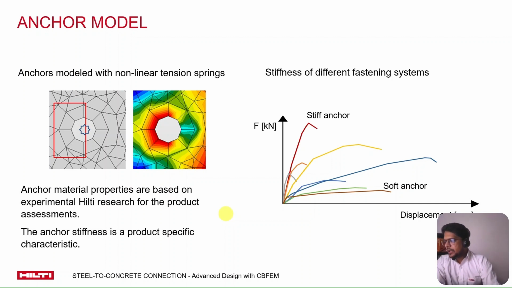Okay, so Stefano talked about all components of the base plate or steel to concrete connection except maybe anchors. So let me give more details about how we idealize anchors in the FEM modeling. We do this by modeling them as non-linear tension-only springs, and here the stiffness of these springs comes directly from the experimental Hilti research for the product assessments. And I would like to point out here that the anchor stiffness is a product specific characteristic.